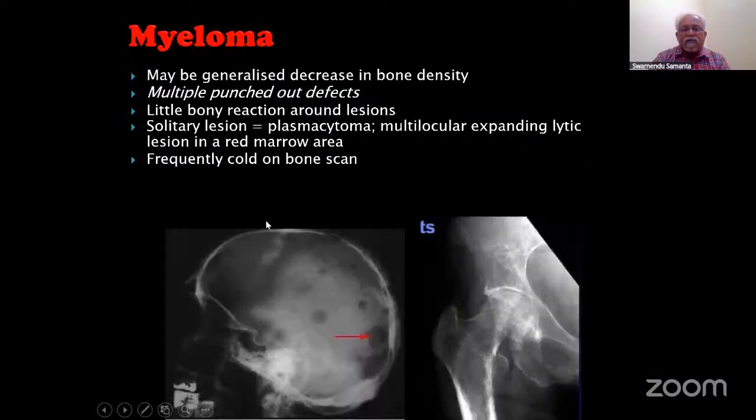If you see this sort of X-ray, you will never forget the lesion. You see multiple lesions in the skull, punched out lesions. These are the classic description of the punched out defect. If it is solitary, then it is plasmacytoma. The suspicion has to be there.